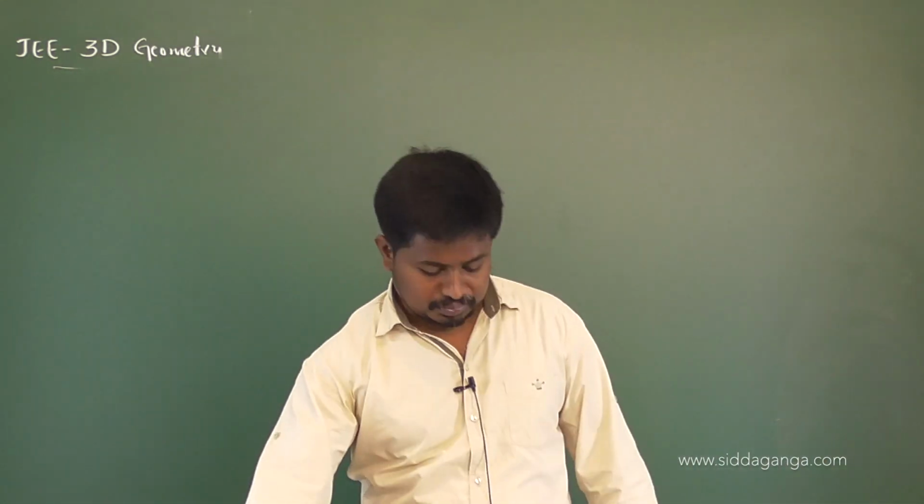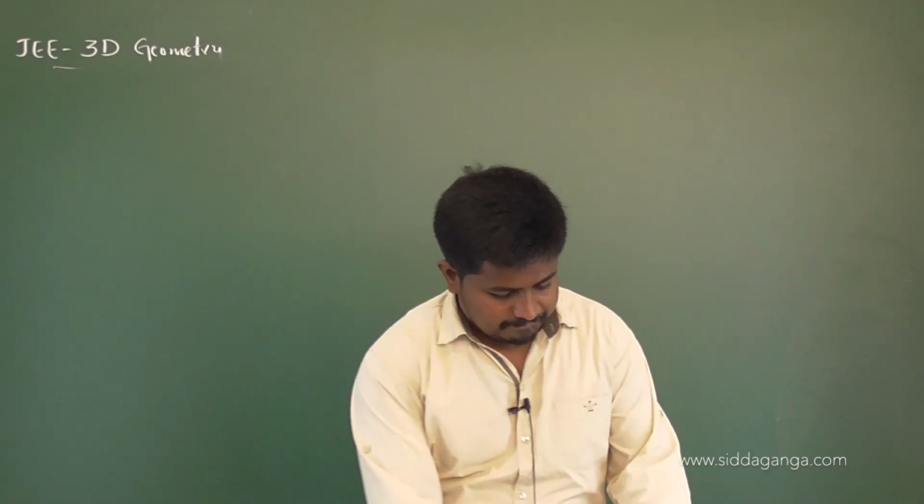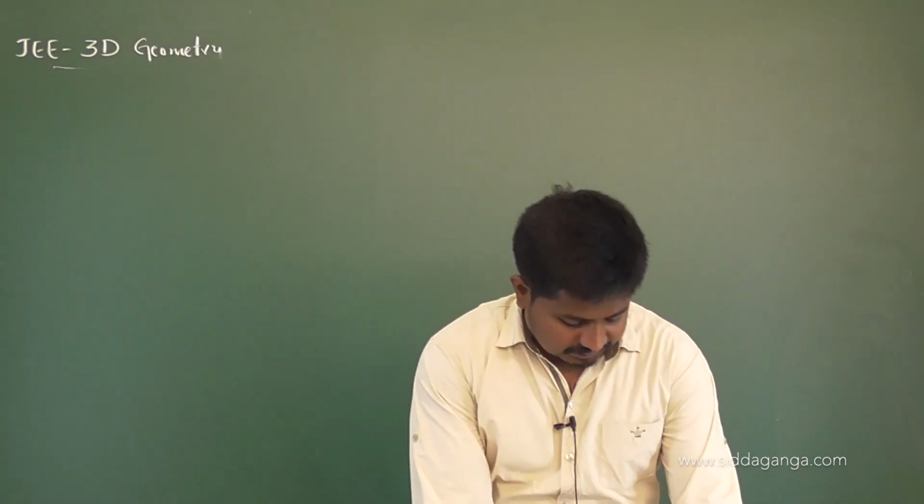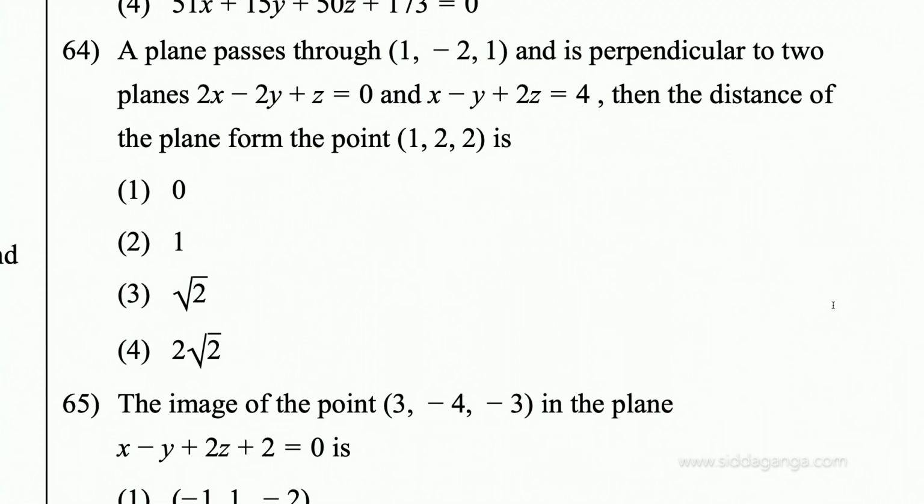Yes, let me move to question number 64, right? A plane passes through 1, minus 2, 1 and is perpendicular to two planes, and we need the distance of the plane from a point. First, let me find a plane perpendicular to both the planes.